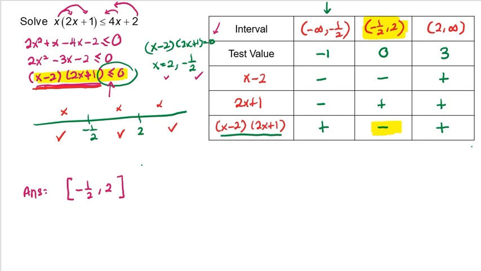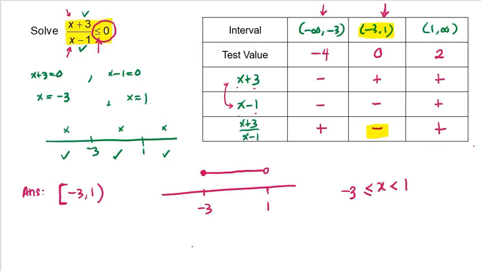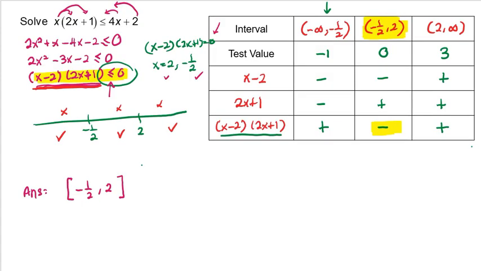Just now we didn't include positive 1, because when we substitute positive 1 here, you will get 0 in the denominator. Therefore it will become undefined, and that's why we cannot take 1. But in this case we don't have the fraction or the denominator, therefore we can take both values. So this is the answer.